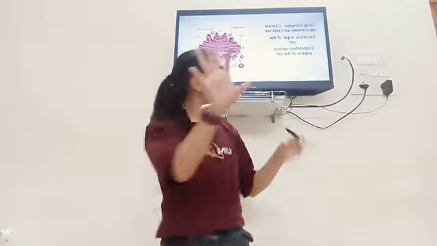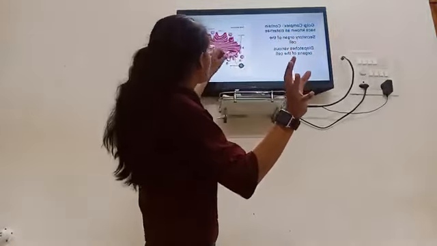Next topic is Golgi complex. It contains sacs which are known as cisternae. You can see the hollow sacs present here. These are only known as cisternae.